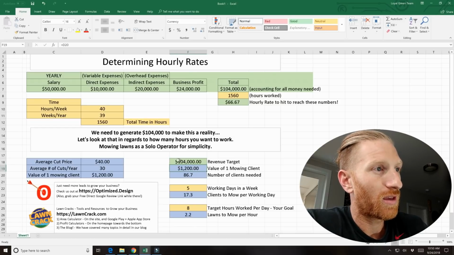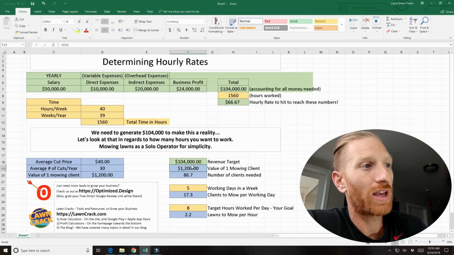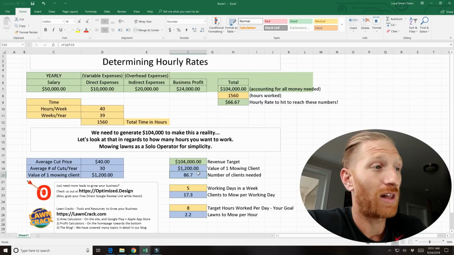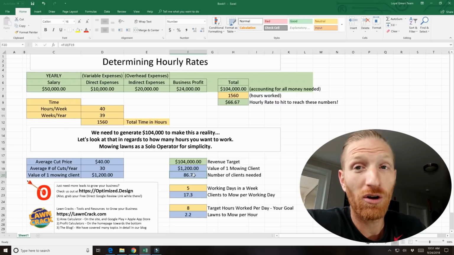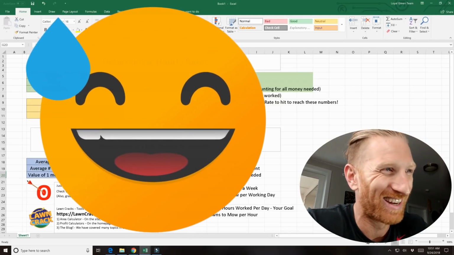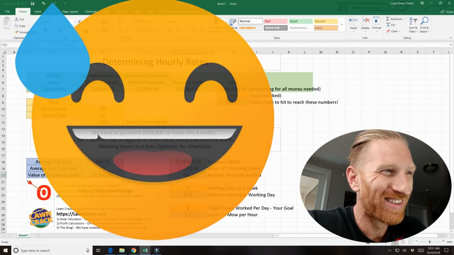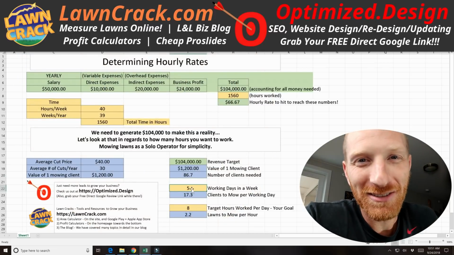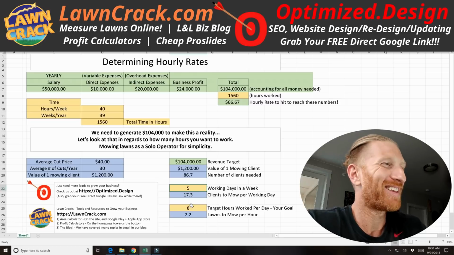So if we take the money we're trying to generate versus how much one client will generate for us per year, we're going to need 86.7 clients. So you can imagine how hard it's going to be to find 0.7 of a client. I'm just kidding. You're going to have to round this up to 87 clients. You've got to keep these videos somewhat entertaining, you know what I mean?